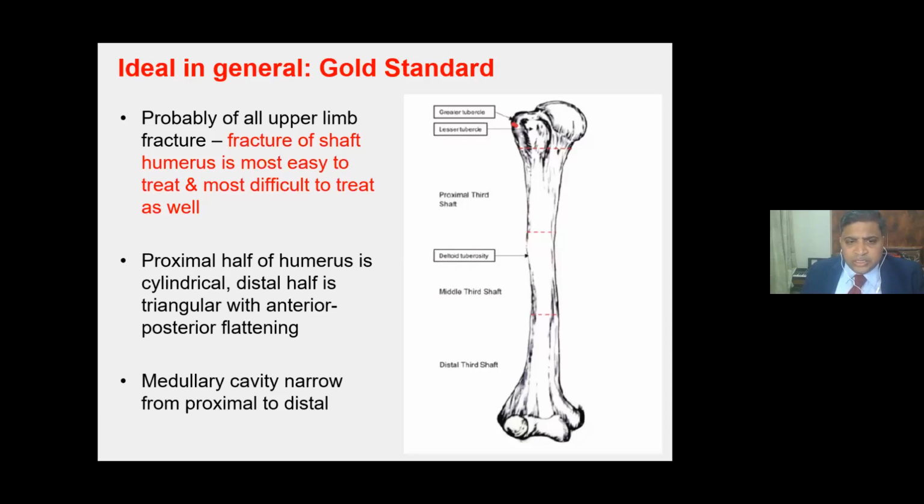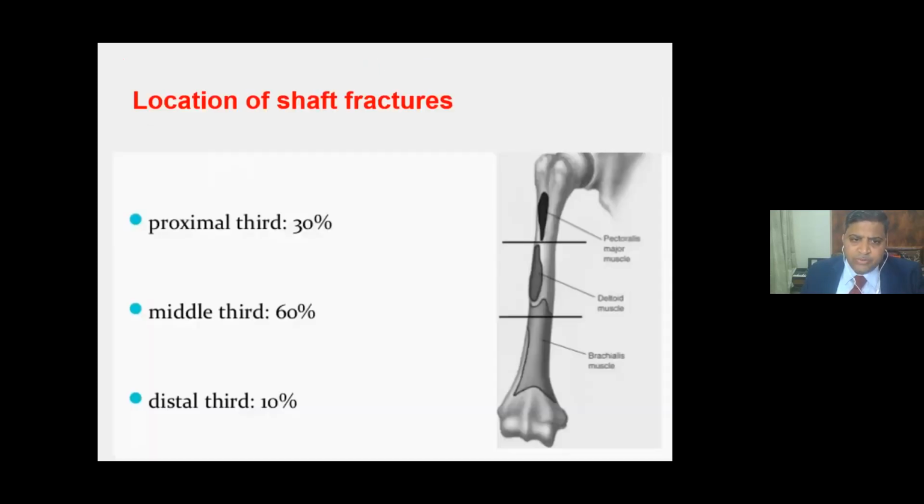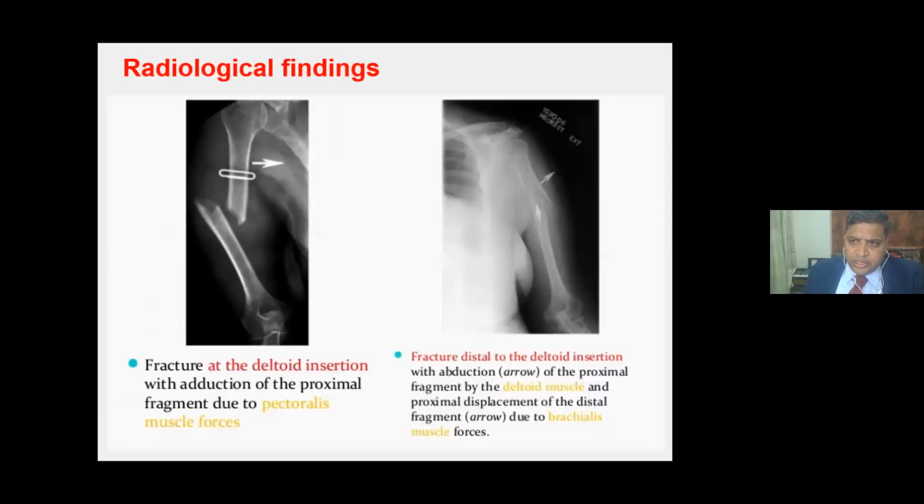You need to understand the humeral anatomy: the proximal half of the humerus is cylindrical and the distal half is triangular, and the medullary cavity narrows down from proximal to distal. This needs to be understood whenever you are trying to fix this kind of fracture. Middle third fractures are the most common, followed by the proximal third and then the distal third. You need to understand the amount of displacement which is going to happen depending on the location of the shaft humerus fracture, above or below the deltoid tuberosity.